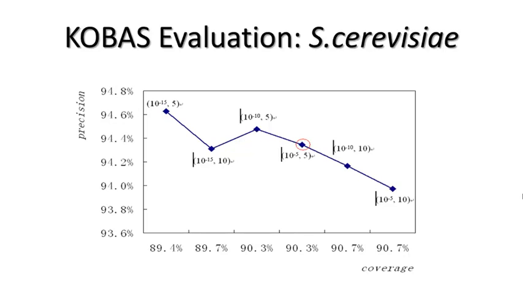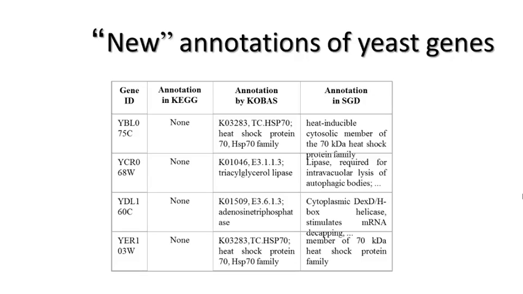Overall, the performance of Cobus annotation seems good, with over 89% coverage and 93% precision in the worst case. Our default e-value cutoff, 10 to the power of minus 5, and rank cutoff of 5 have coverage of 90.3% and precision of 94.4% on the yeast dataset. In addition, Cobus was able to provide annotations to a few yeast genes that were not previously annotated in KEGG.